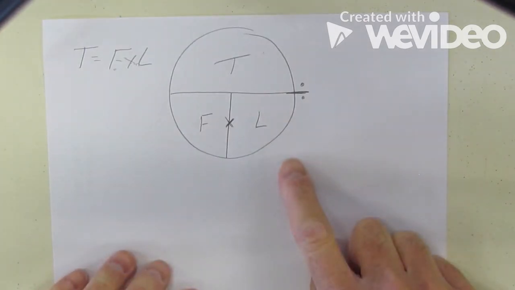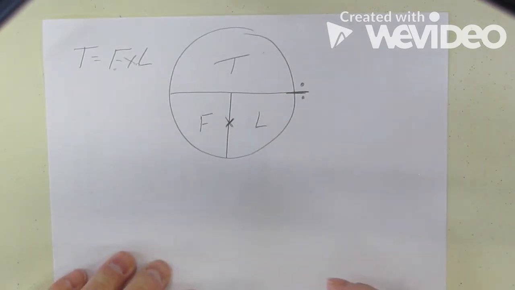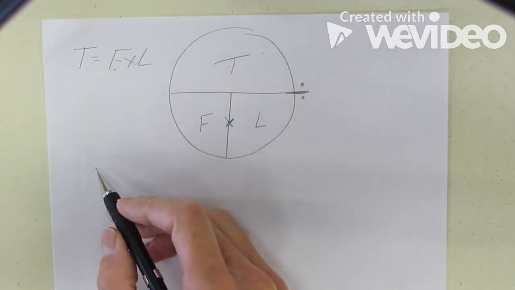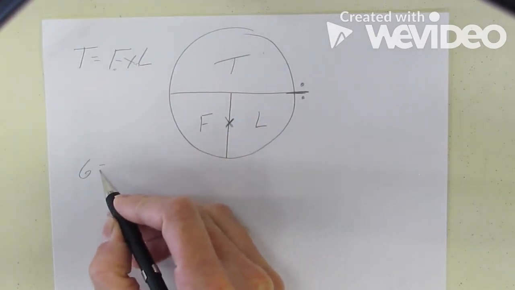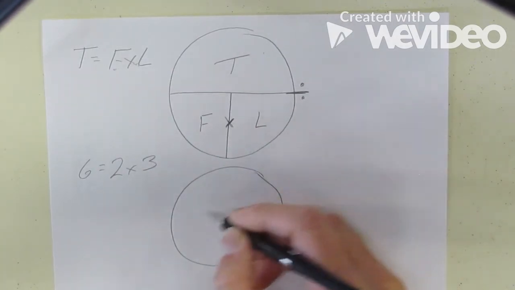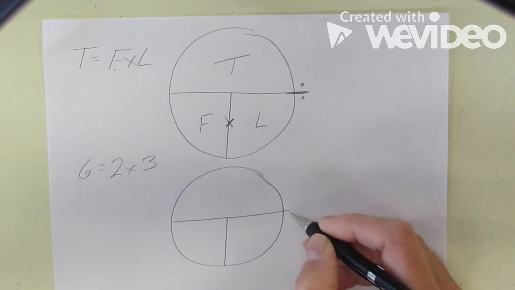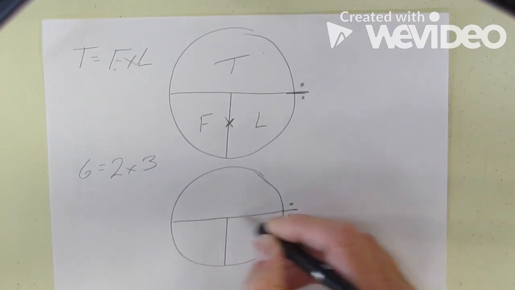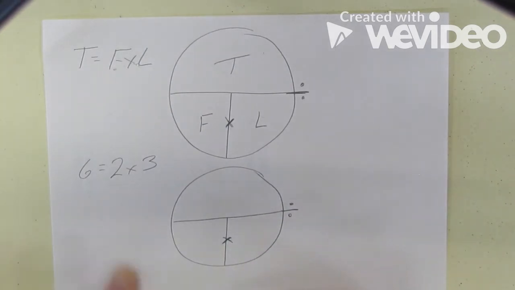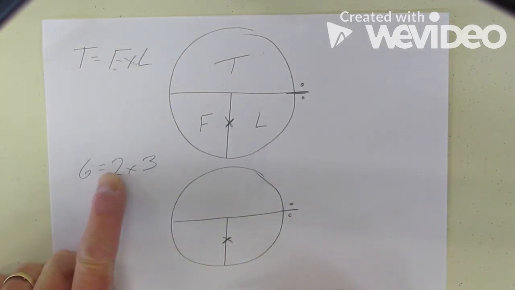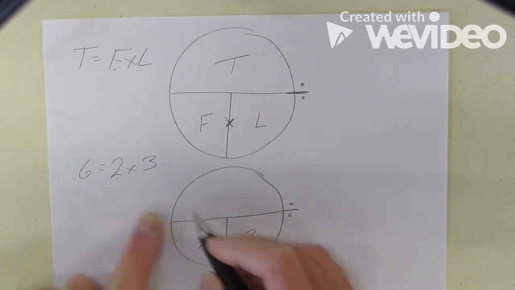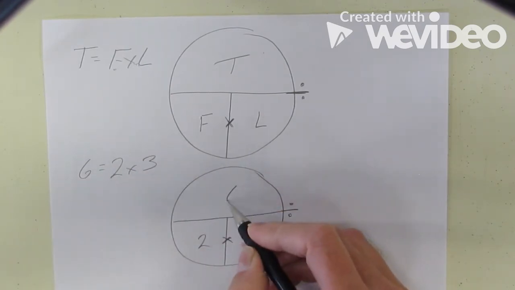Now, does this really work mathematically? And if it doesn't work mathematically, we can't use it. So let's substitute, instead of t equals F times L, let's make a formula 6 equals 2 times 3. And let's make our thumb chart with our horizontal line and our vertical. Remembering this line is always divide, this is always multiply. And we have a multiplier here, so 2 times 3. So now we know that this matches that. The only place our 6 can go is here.